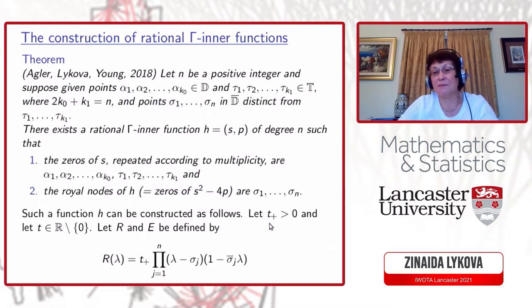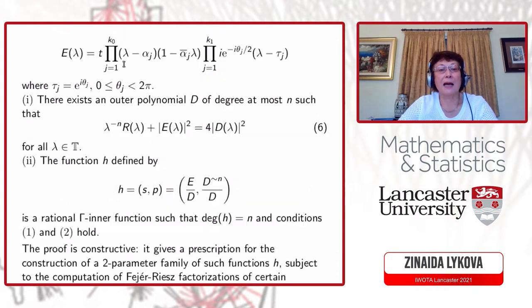So T plus greater than zero, T belongs to R minus zero, and first we construct the rule polynomial this way. We are given sigmas, so we can write it easily. Then we write E, which would be part of S divided by D, and we need to find the determinant D. And the outer polynomial D of degree at most N could be found using Riesz-Fejér factorization. All conditions are satisfied and we can do it.